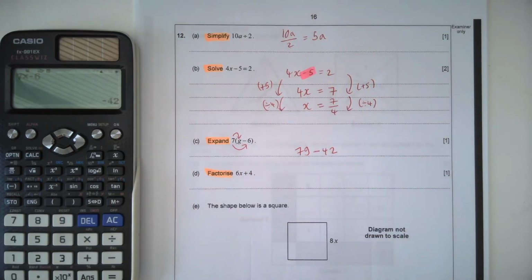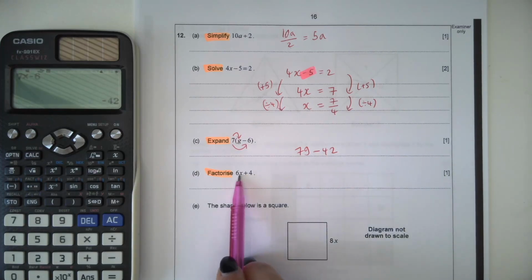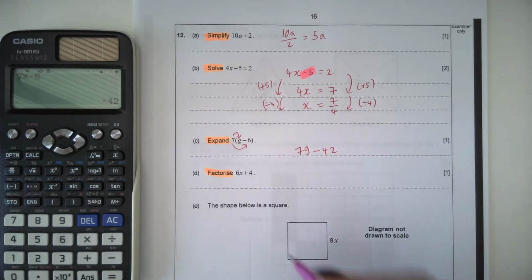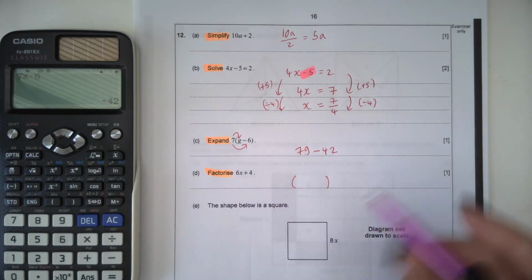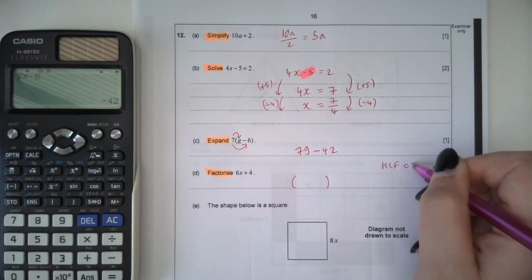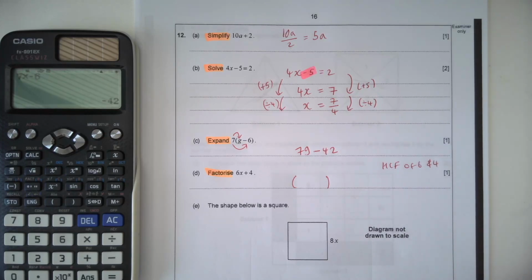Factorise 6x add 4. So factorising is the opposite of expanding. We're aiming to pull out the highest common factor of all of the terms in this expression, and then what's left goes inside a bracket. So we're bringing a bracket back in. So we've got the terms 6x and positive 4. So we're going to find the highest common factor of 6 and 4.